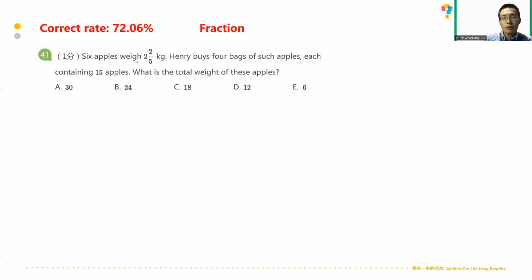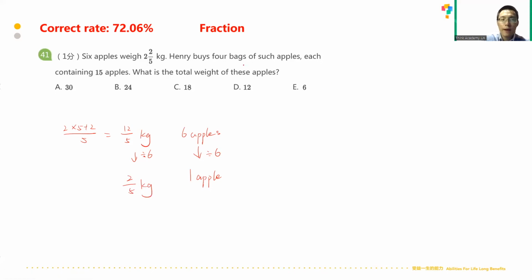So we know 6 apples weigh 2 and 2/5. So we convert this into an improper fraction. So 2 times 5 plus 2 divided by 5, which is 12/5 kilograms. And that's 6 apples. To find the weight of one apple, we divide by 6. So we divide 12/5 by 6. I hope you're happy with your fraction divided by a whole number, which should give us 2/5 kilograms for one apple. Okay, and then we find out how many apples we have.